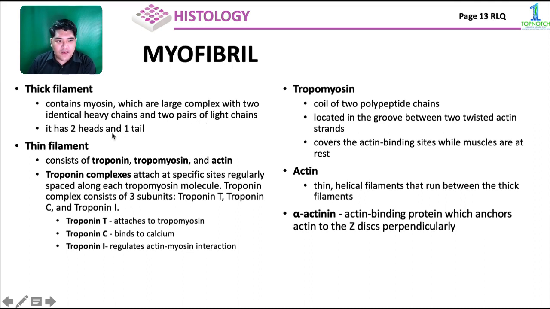Your thin filament has your troponin, tropomyosin, and actin. What are the important points here? Just recall: your troponin T attaches to tropomyosin. Your troponin C, C for calcium, binds to calcium. Your troponin I, I for inhibit, regulates the actin-myosin interaction. It is the one that covers your actin binding site. Okay?